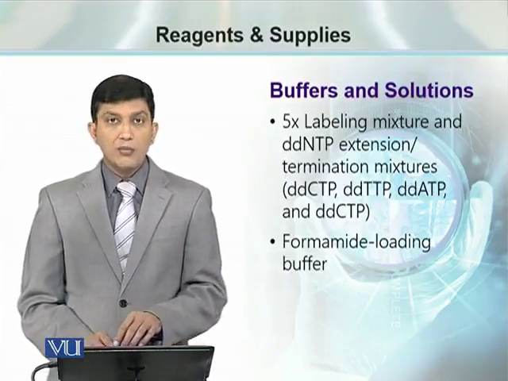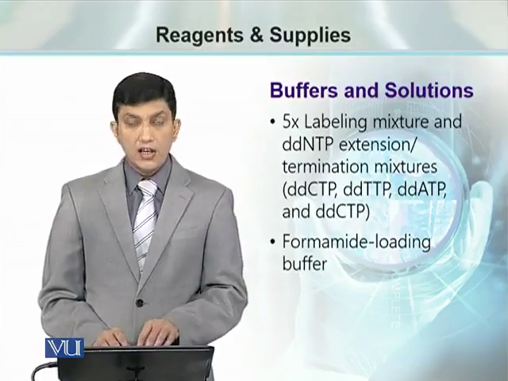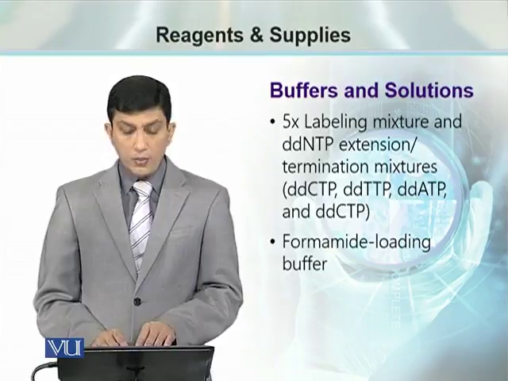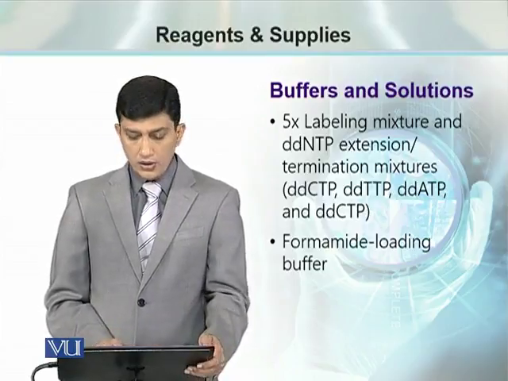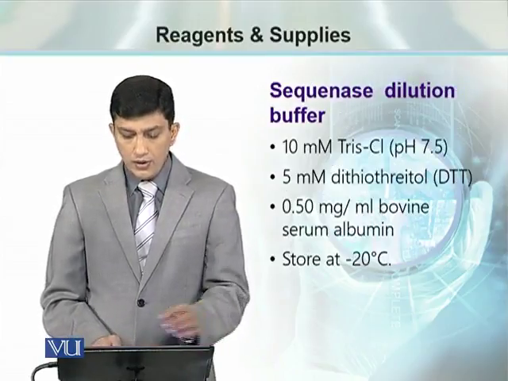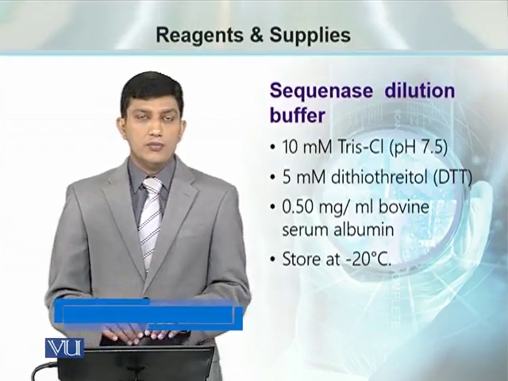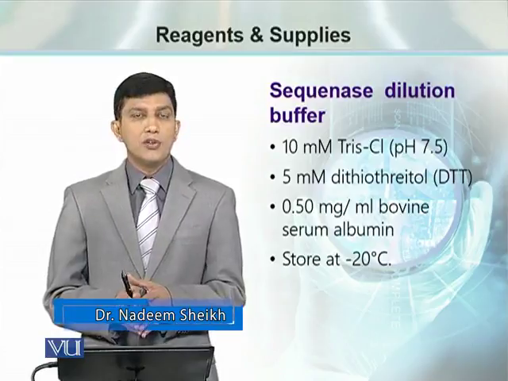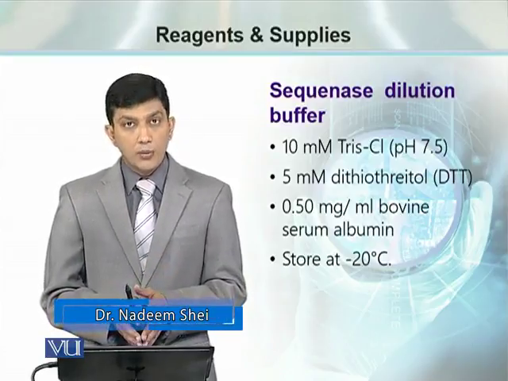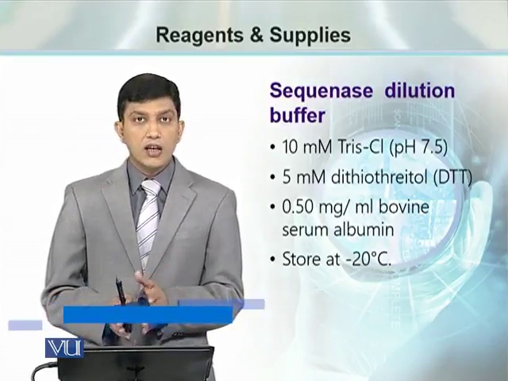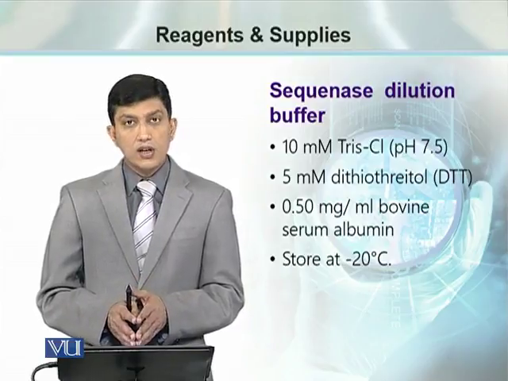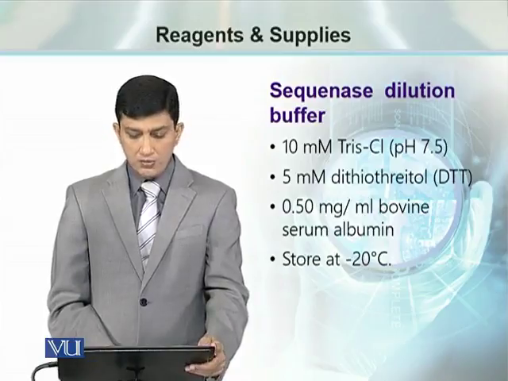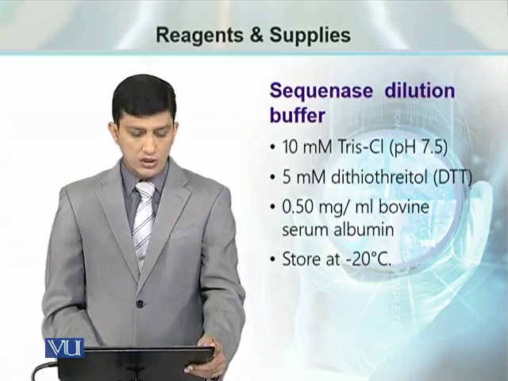Then we need the labeling mixture 5x for ddNTP and extension termination mixtures. Formamide loading buffers are required. For enzyme dilution, जैसा कि सीक्वेनेज एंजाइम है कंसनट्रेटेड फॉर्म में अवेलेबल होता है, इसको डाइल्यूट करने के लिए हमें डाइल्यूशन बफर की ज़रूरत पेश आएगी. That is containing trace HCl, DTT, bovine serum albumin, and once prepared, it is stored at minus 20 degrees centigrade.